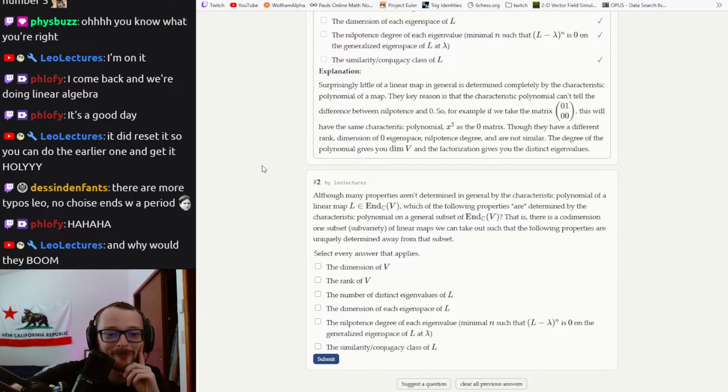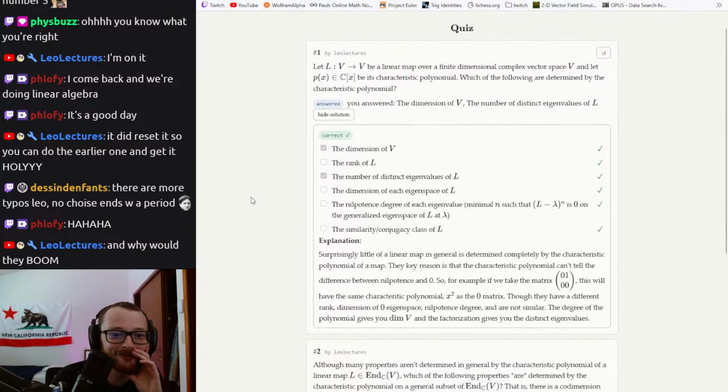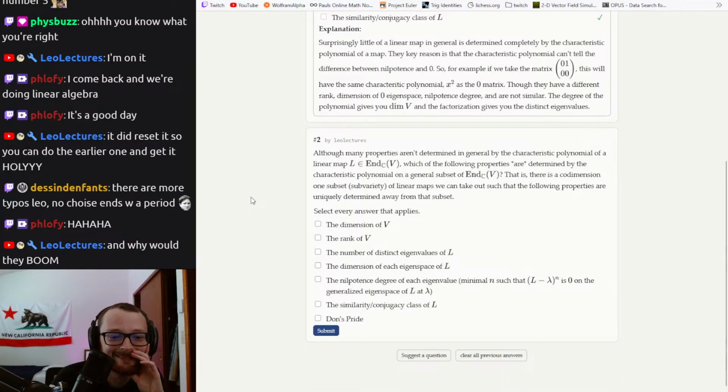That is, there are codimension one subset subvariety of linear maps we can take out such that the following properties are uniquely determined away from that subset. I need to read this again because I don't know what it means. What? What did he change this time? That's definitely the answer. Many properties are determined in general by the characteristic polynomial of a linear map L in End(V).